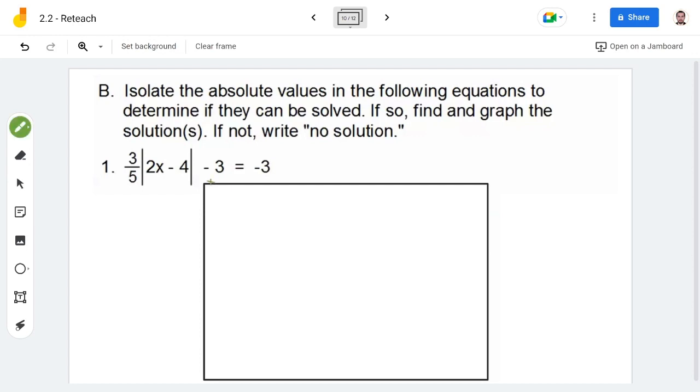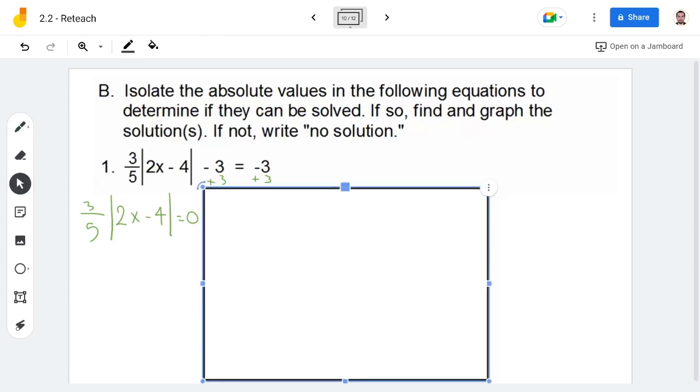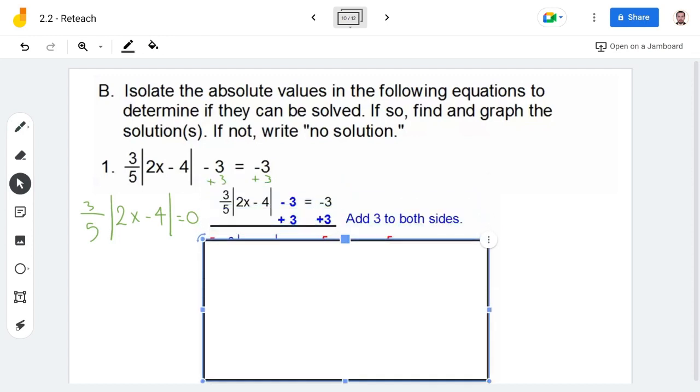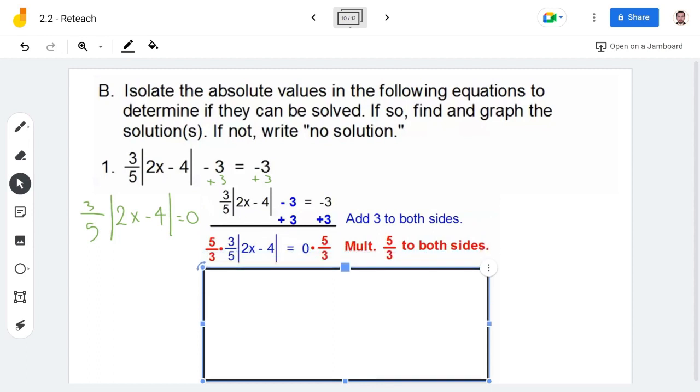So as you can see, plus 3 for both sides. So we'll have 3 over 5, absolute value 2x minus 4, is equal to 0. So is 0 negative or positive? Sorry, 0 is not negative. So can we solve the question? Yeah, we can solve the question.